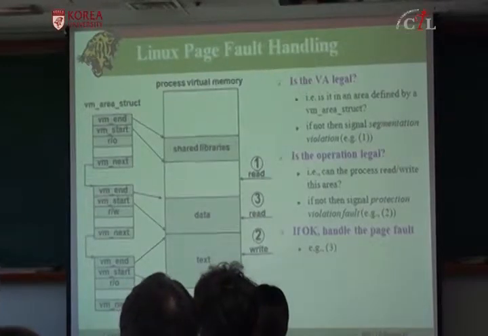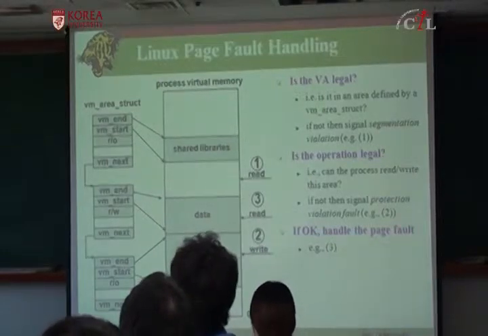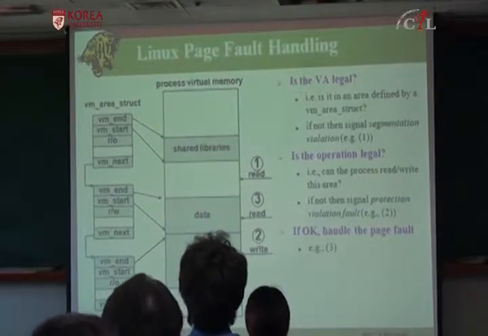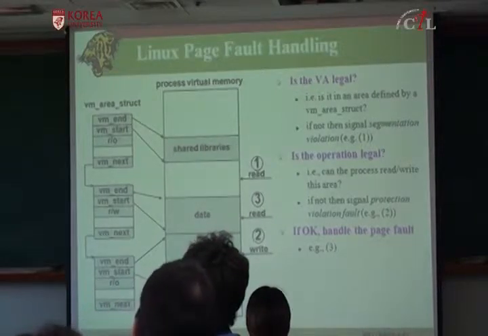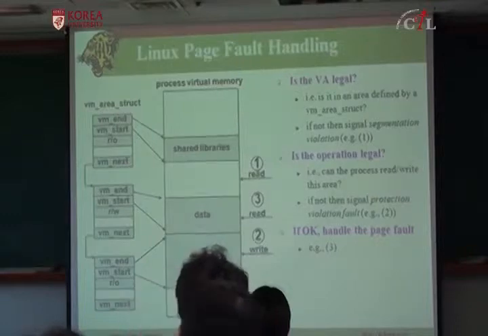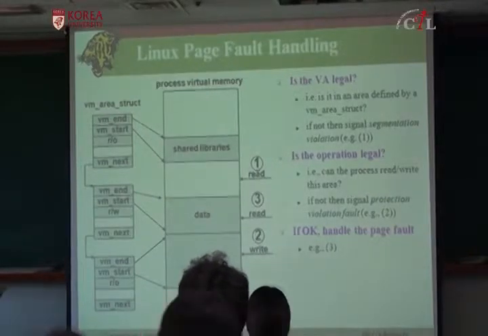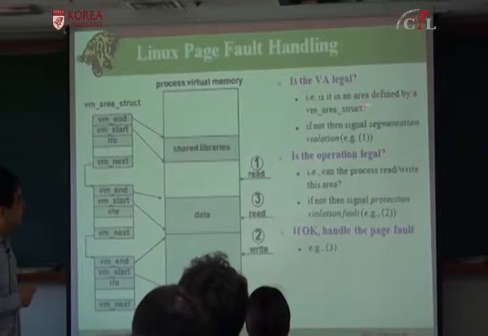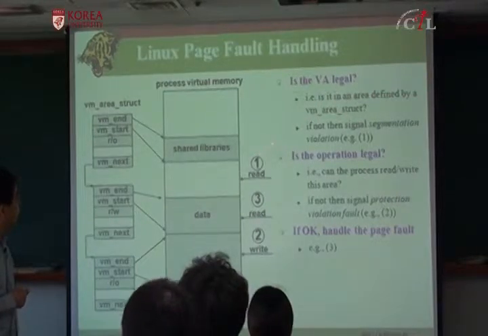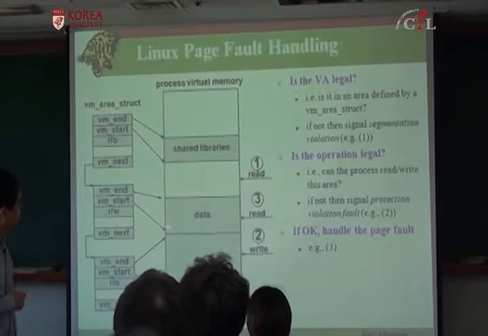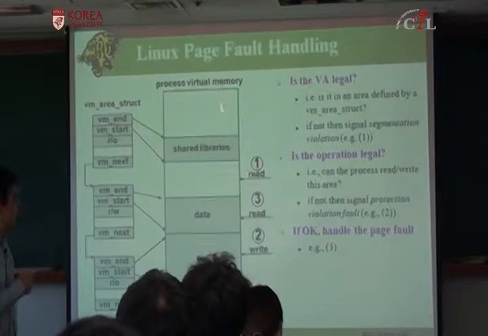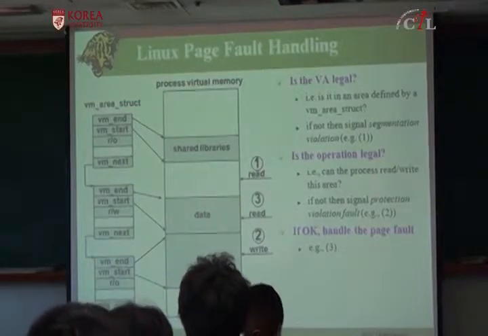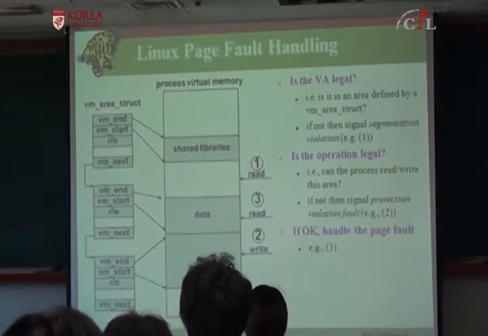Okay, page fault handling. So as I said, on an exception such as a page miss or TLB miss, Linux first checks whether the address is a legal address before it actually finds the page table entry or the disk address for that address. And legal address means this address is in an area defined by a virtual memory area structure, which means the address should belong to any of these areas that are mapped. If the address is referring to these holes, then it means an invalid address. Okay, then you have a segmentation violation.